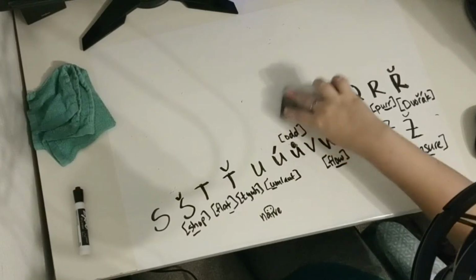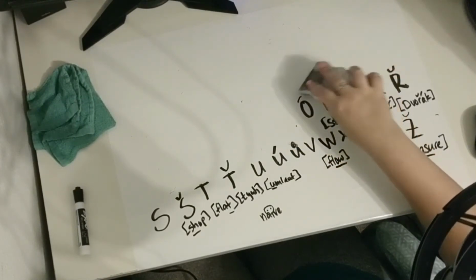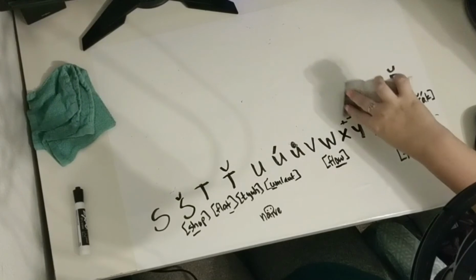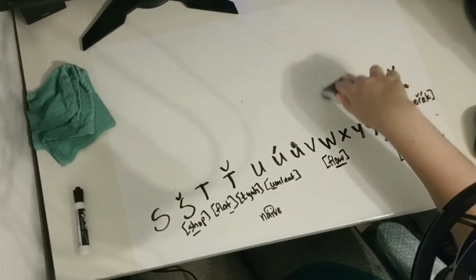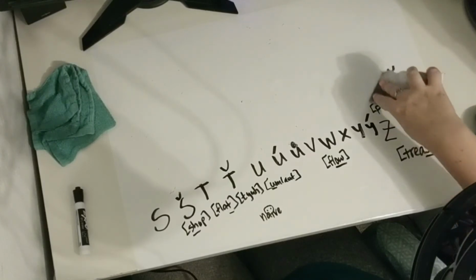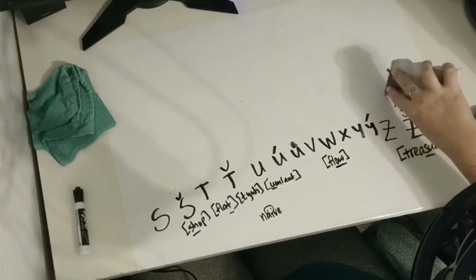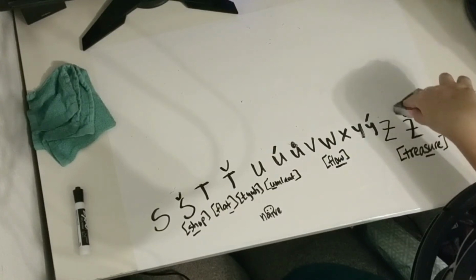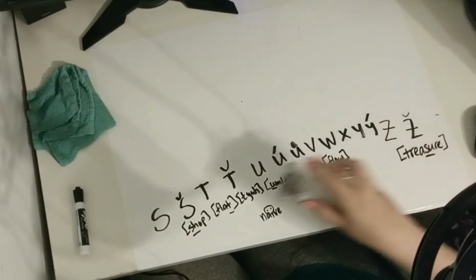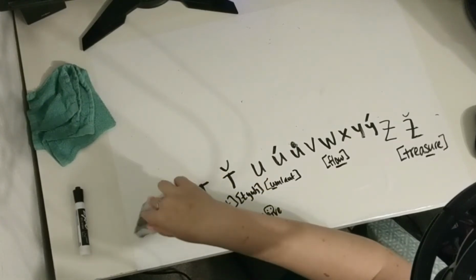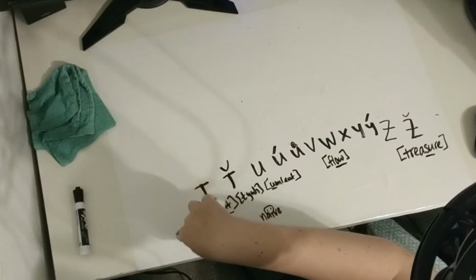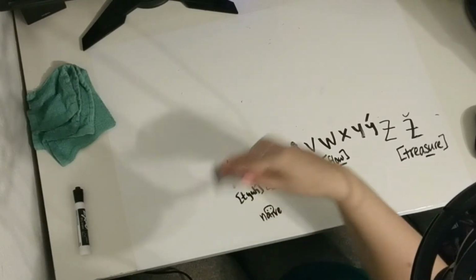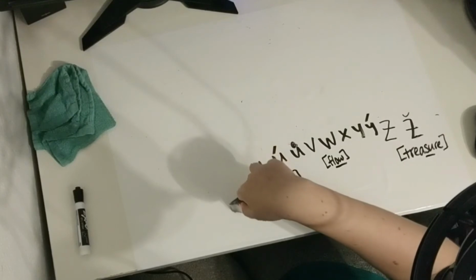A, P. Q sounds K. R, R. Always rolled. Ř, Ř. S. Sh, sh, like sh. T, t. Tia, tia.